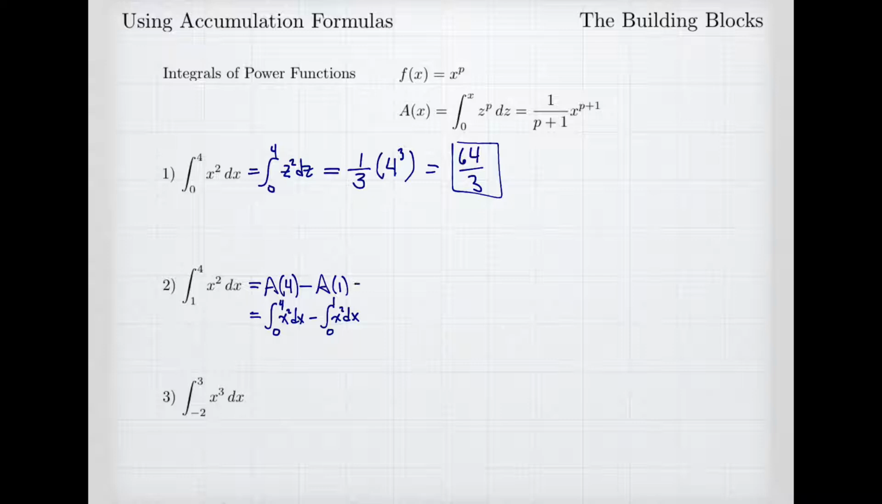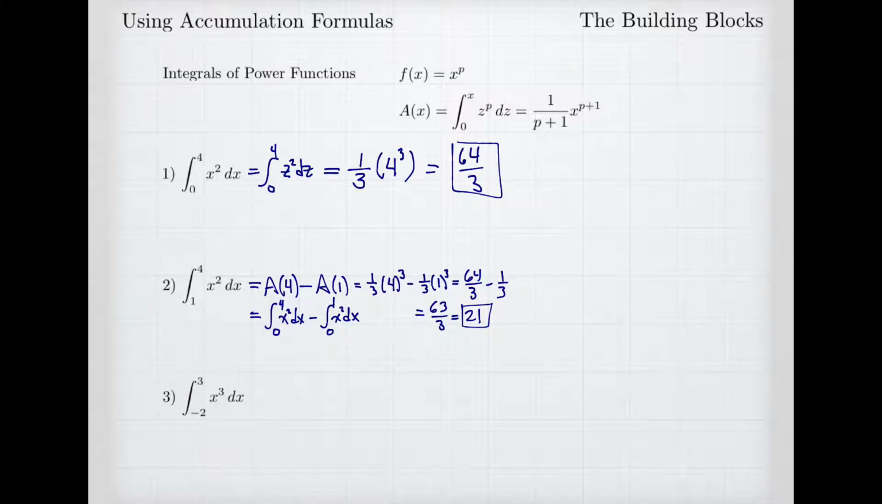So this is actually just an application of the splitting rule. Well, now let's use our formula. The accumulation, if I use an endpoint of 4, will be 1/3 endpoint cubed, and evaluated at 1 it'll be 1/3 1 cubed. So we have 64 thirds minus 1/3, that's 63 thirds, or 21.